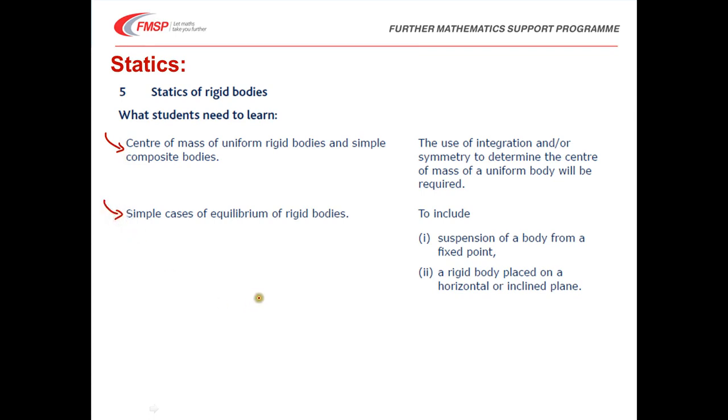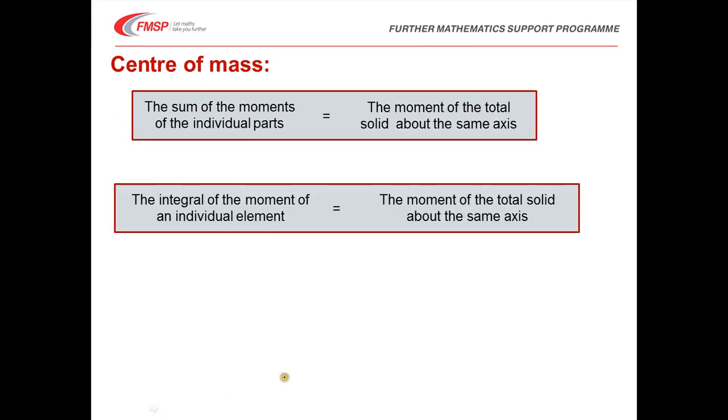Now, this is similar to the specification for M2 for statics, but we're adding in a couple of extra little issues here. So you may need to use integration to find the centre of mass of a uniform body, such as a solid of revolution, etc. And we're going to need to be able to consider situations where a rigid body is either suspended from a fixed point or placed on a horizontal or inclined plane, and we need to look at the critical values in those cases. So, very quick revision of the methods here.